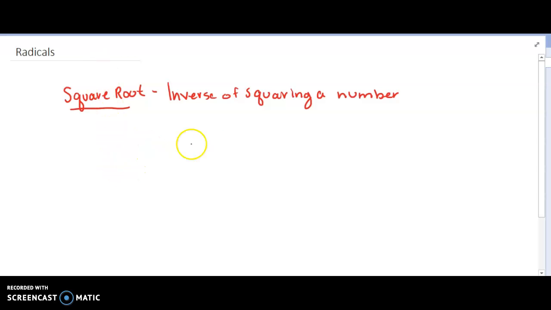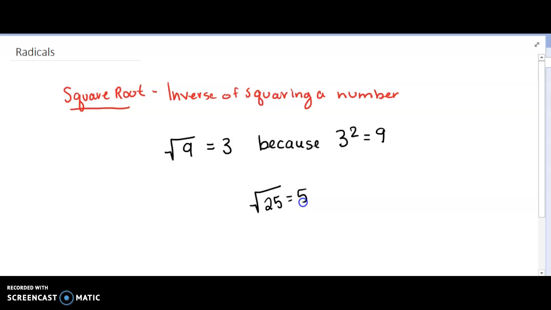So I could say that the square root of 9 equals 3 because 3 squared equals 9. Or the square root of 25 equals 5 because 5 squared equals 25. So basically, what number times itself is equal to 9.